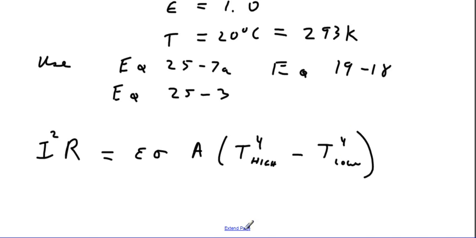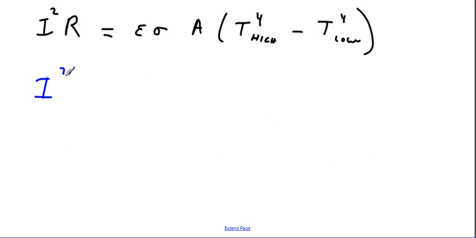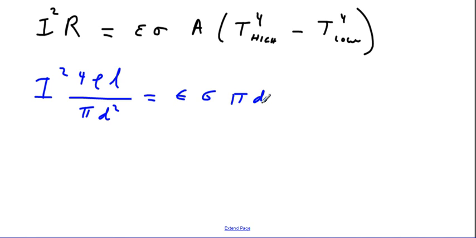Okay, so now we're going to go and manipulate that. I squared, this is 4 rho length divided by pi diameter squared is equal to emissivity sigma pi d L. Pi dL is the area of the wire, the outside area, the surface area that's emitting the heat. Pi d is the diameter, L would be the surface area of the cylinder. T to the 4th high minus T to the 4th low.